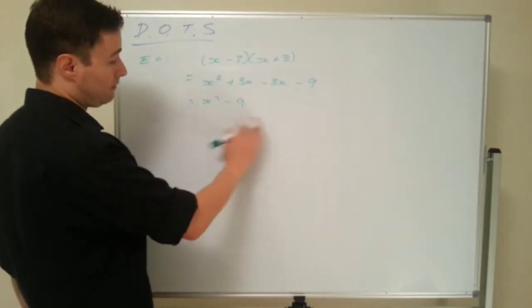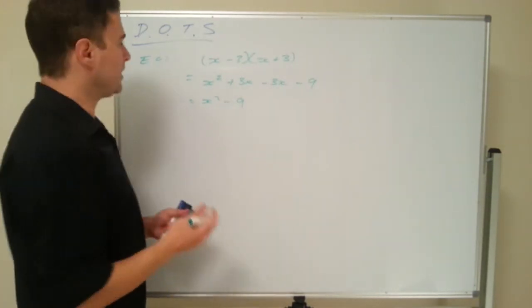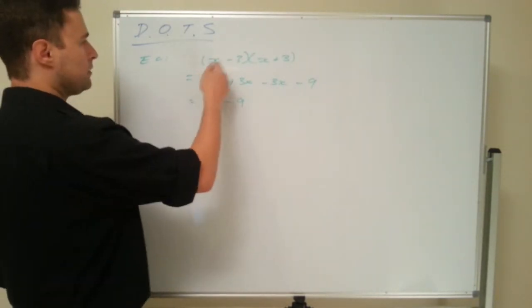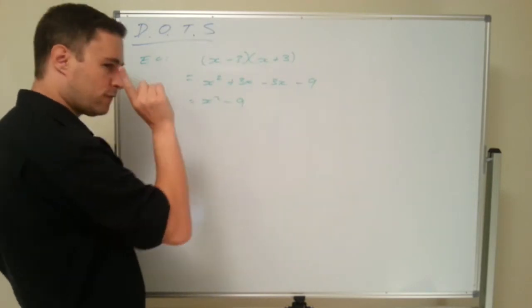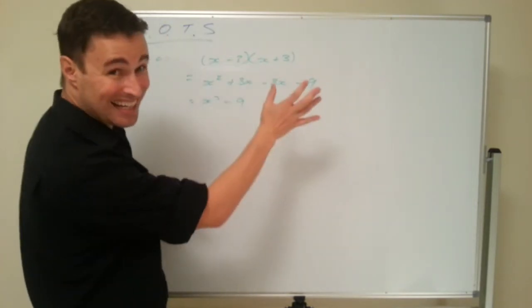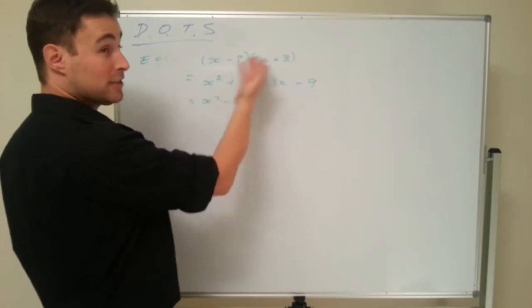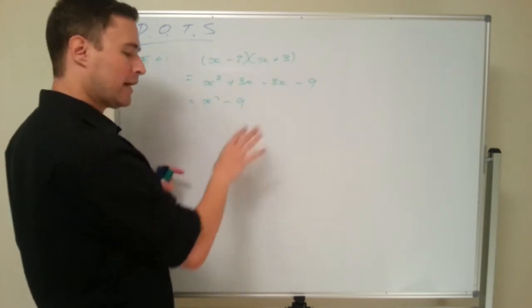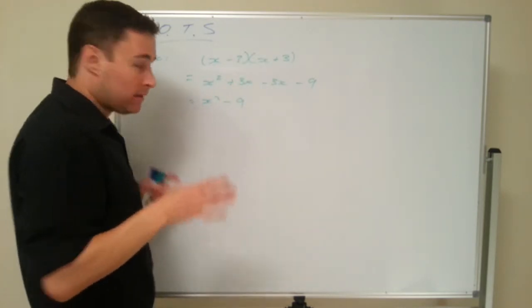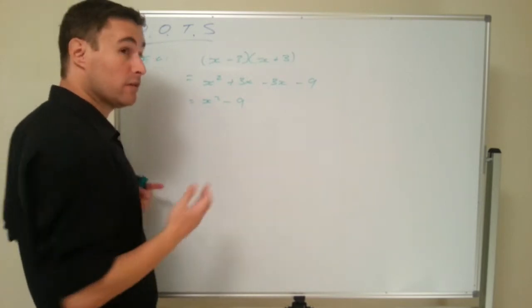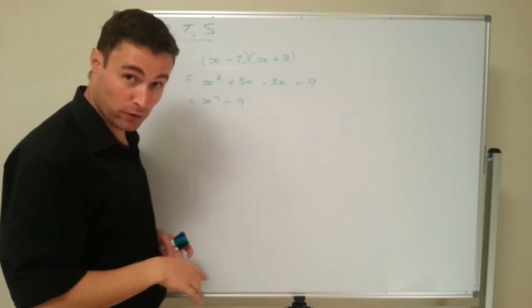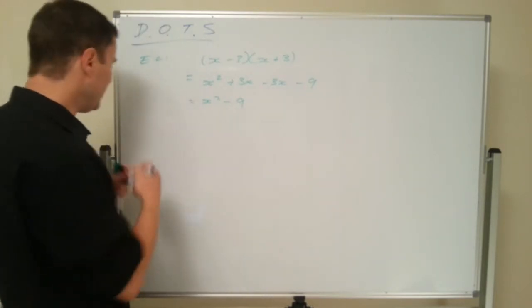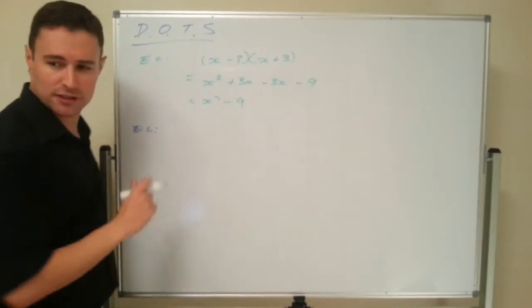Okay? Right, there it is. Done. So, we can see it's just the square of the first minus the square of the second, if the brackets are exactly the same, except that the signs are different. Okay? If the brackets aren't exactly the same, it's not going to work. If the signs aren't different, it's not going to work. Okay, you have to go back to FOIL. Alright, so, let's shortcut this. Let's go a little bit faster.